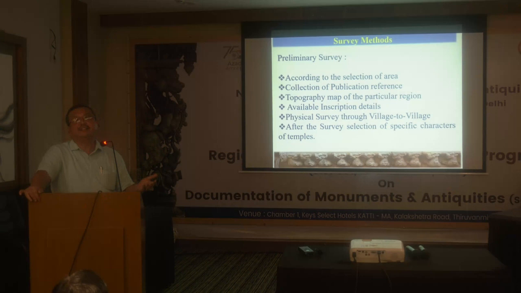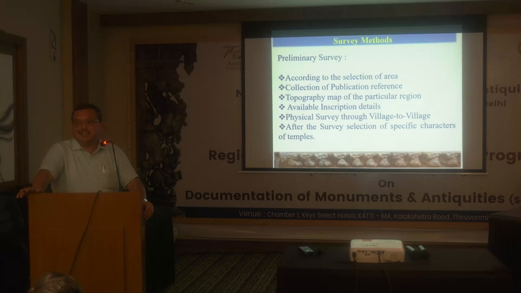Similarly, it is a village-to-village survey only. Our predecessors in the department have surveyed so many villages and documented the temples available in those villages. Those details are available with us. In Tamil Nadu, there are nearly 43,000 temples. Among the 43,000 temples, 9,000 belong to the heritage category. Everything is in huge complexes, huge complex temples. That is why we are unable to trace the original structure of the temple.